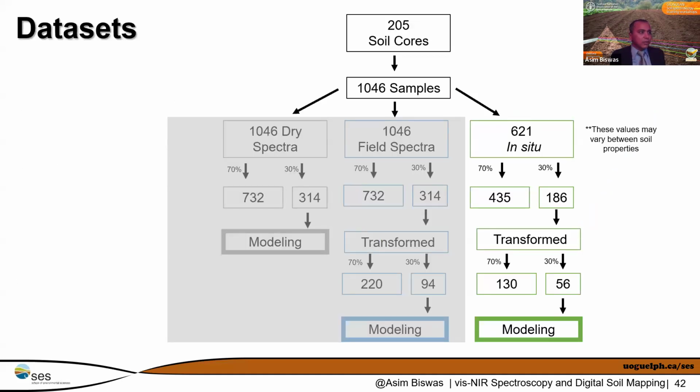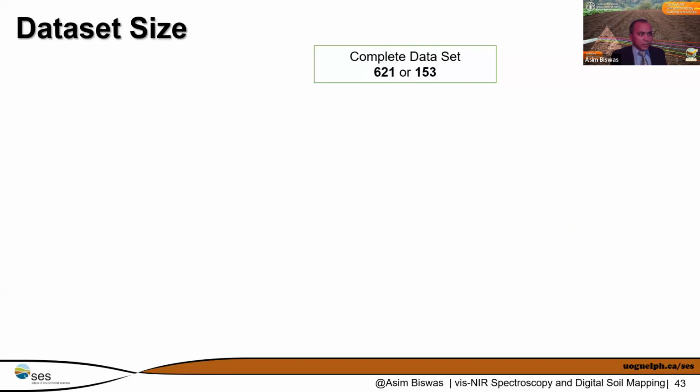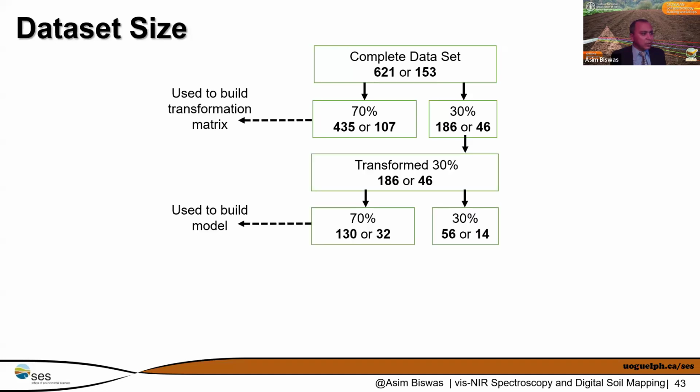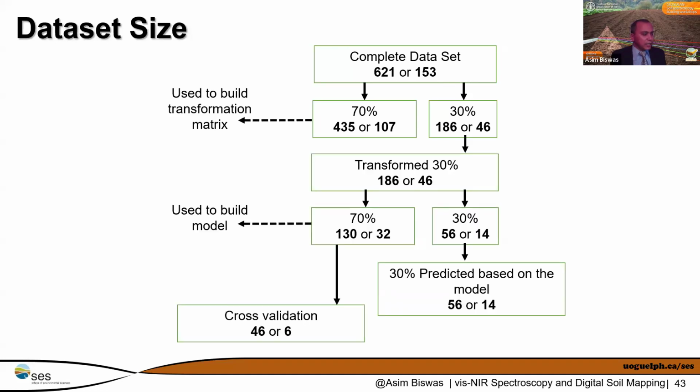And if we look at some of the numbers, we did not get to all 205 soil cores, but we got to 150 or something, 150 plus soil cores. We got about 621 in situ samples. We did the transformation and the modeling algorithm in a very similar way to what we did for the field spectra. So we got 153 soil cores, or 621 samples. We split them 70-30 and go through transformation and get that number.